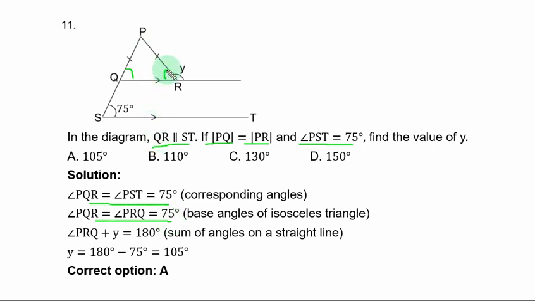Now, this angle plus y is equal to 180 degrees, sum of angles on a straight line. If you make y the subject, you have 180 degrees minus 75 degrees equal to 105 degrees. A is the correct option.